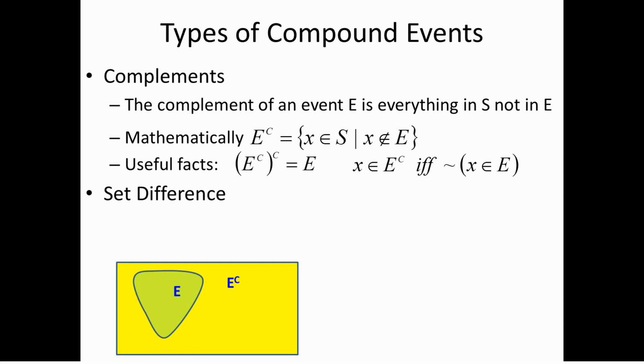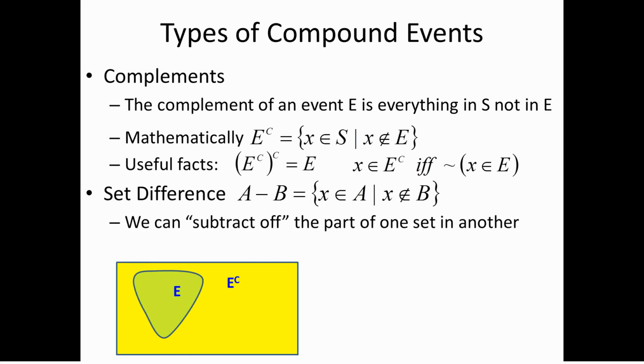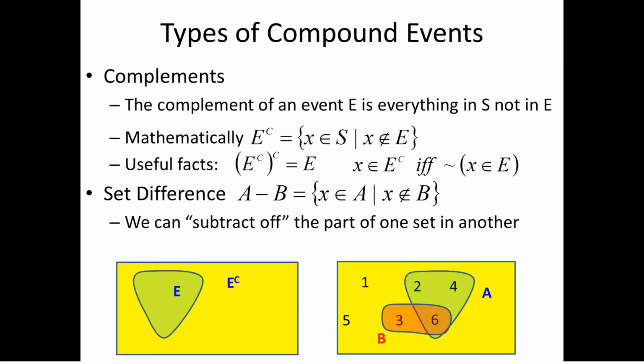Now, there is a concept that's related to a complement, and that's the set difference. When we talk about A minus B, what we're doing basically is subtracting off all the elements of A that are also in B. Or another way of saying this is that it is all the elements of A that are not in B. Let's look at an example. This difference is basically subtracting off the part of B that's in A. Let's look at a picture.